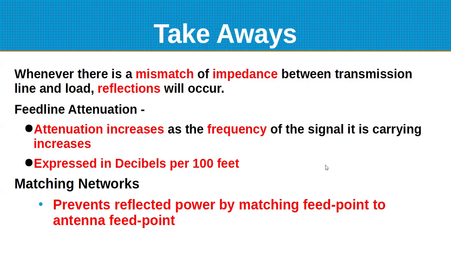A matching network will prevent reflected power by matching the feed line to the antenna feed point, which really means it's at the antenna, between the feed line and the antenna's feed point. And you do that with things like gamma matches and beta matches, hairpin matches. There's several. We don't talk about them too much, a lot more in the Extra.